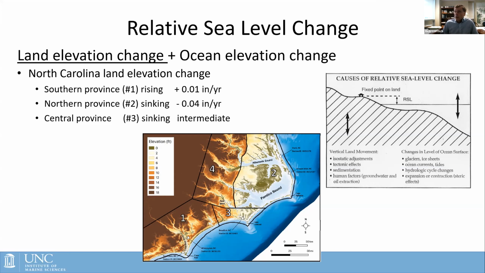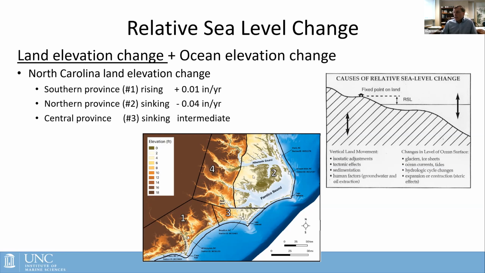Along coastal North Carolina, interestingly enough, if you look in the southeast, and these are the various geological processes and provinces that exist in coastal North Carolina. But in the southeast area, this region 1, the land level is actually rising slightly, an average of about an inch per century or 0.01 inches per year.